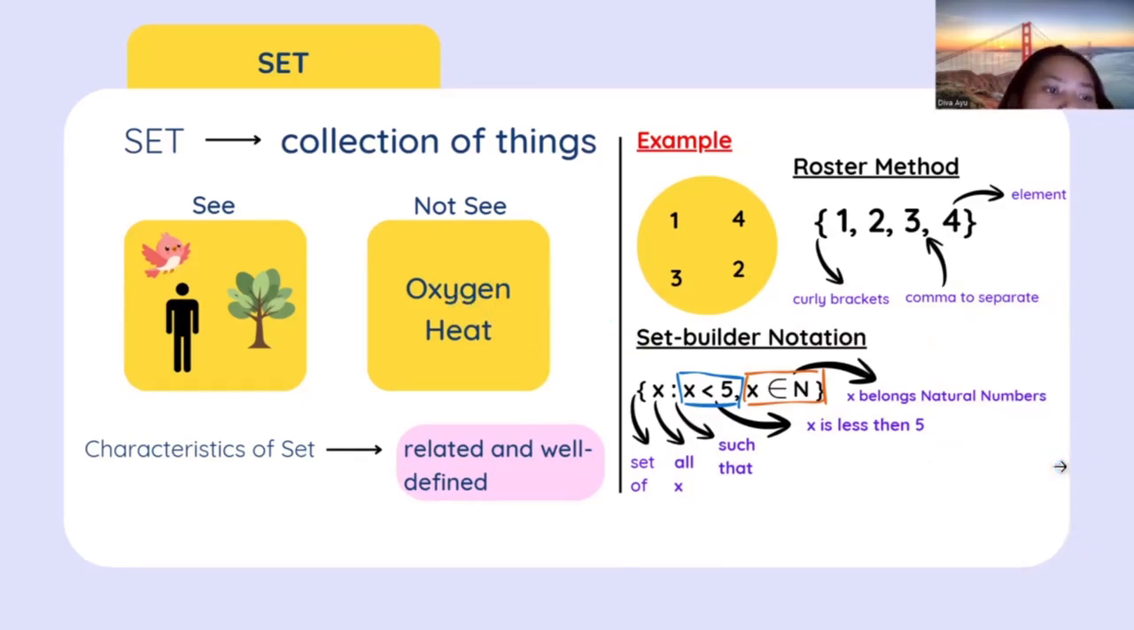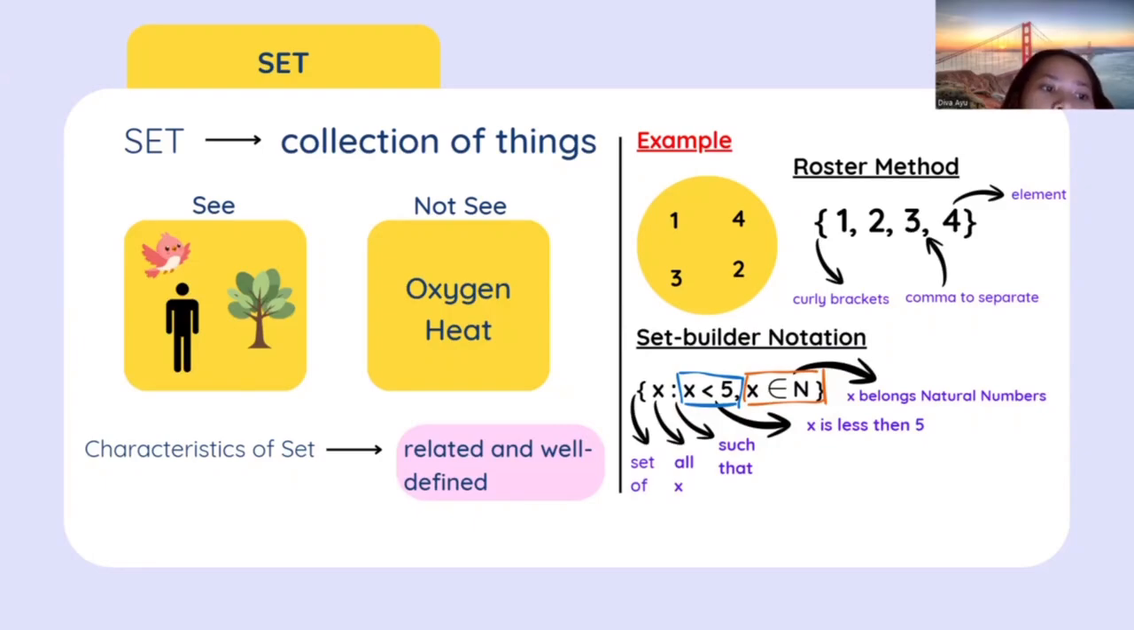A set is a collection of elements. Yes, but they have to be related in some way. So remember, another important characteristic of a set is that the elements in it should be well defined and related.